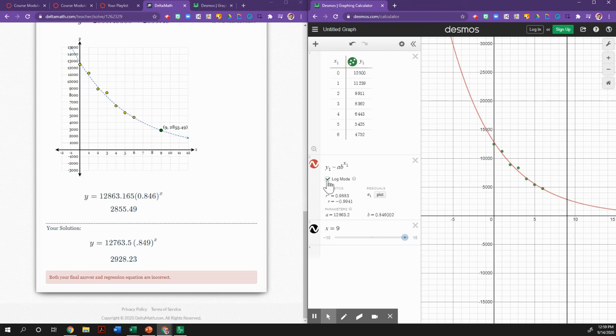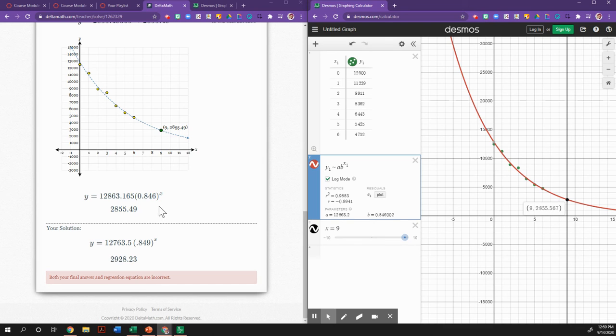When I press log mode, look at my parameters. See how it says 12863, and our calculator says 0.846. There it is. So we've got to be in log mode. And then if we go to x equals 9 and we hit our intersection, we get 2,855.567. We've got 49 here.